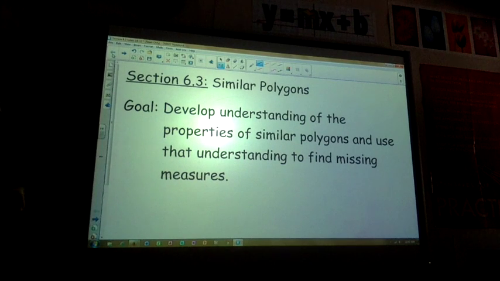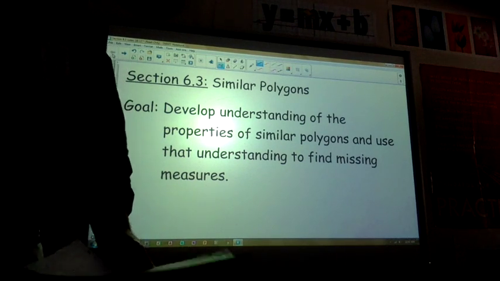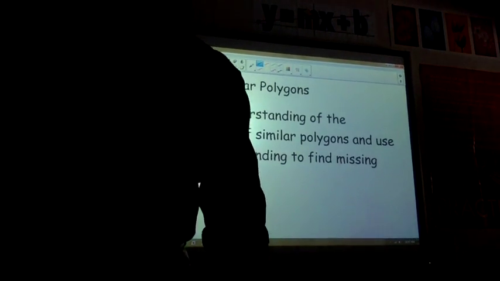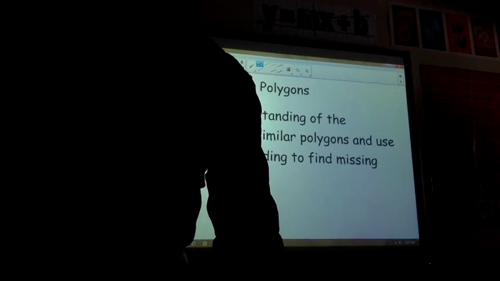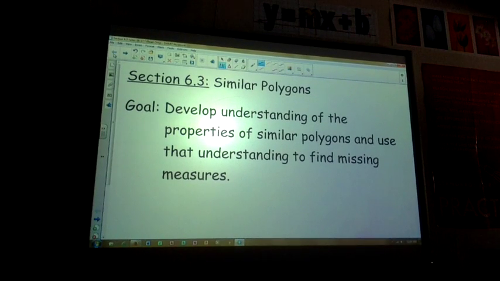All right, similar polygons. So again, a quick reminder, similar means that we are maintaining the angles, not the size, right? So similar should look the same, just one bigger than the other. All right, develop an understanding of properties of similar polygons and use the understanding to find the missing measures.